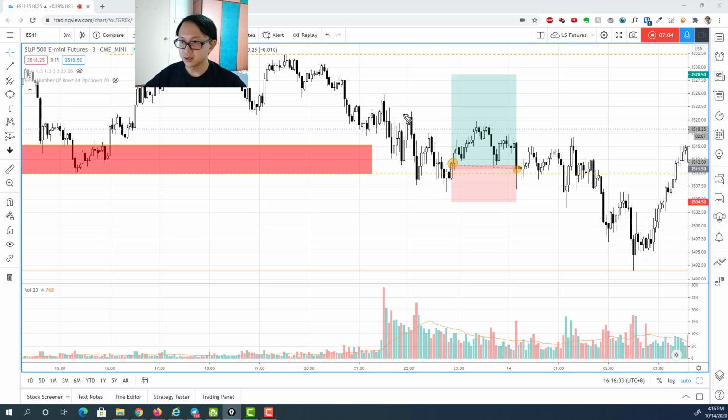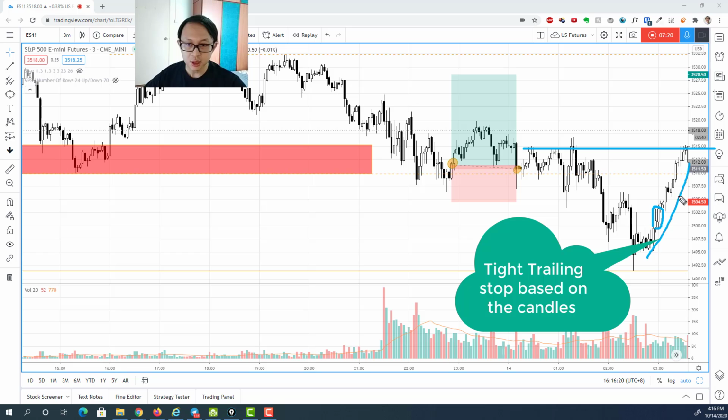So let me take this as an example. For example, in the last swing up here, if I want to trail it very tightly and I want to just reach this target, then I might use the actual candle itself to trail the stop, and eventually I can probably get it very close to the target that I would like.